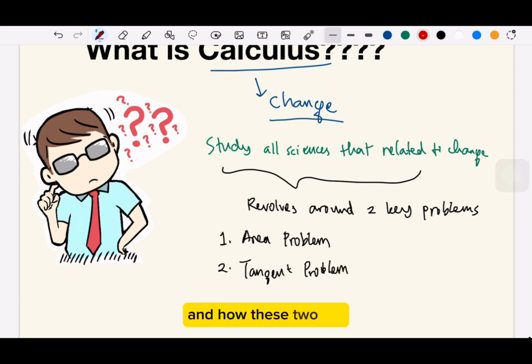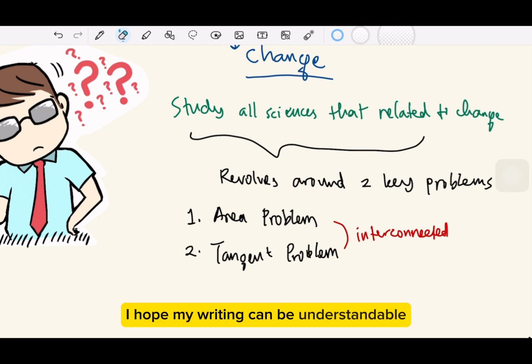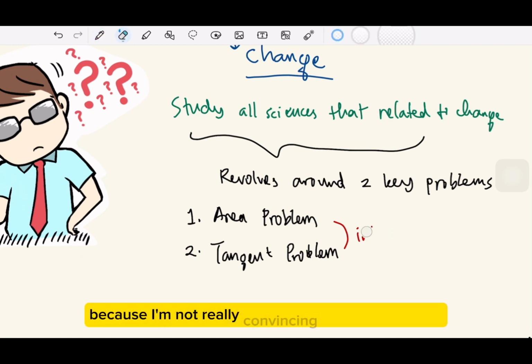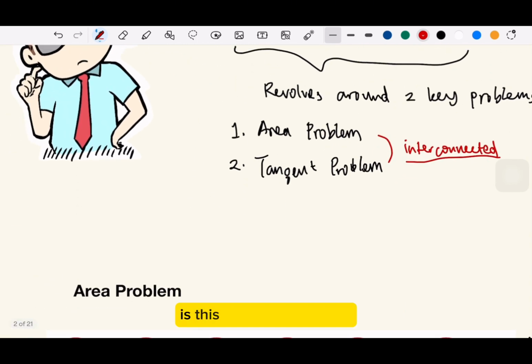And how these two are interconnected. I hope my writing can be understandable, because I'm not really confident in my own writing. Okay, the first thing I want to approach is this area problem.